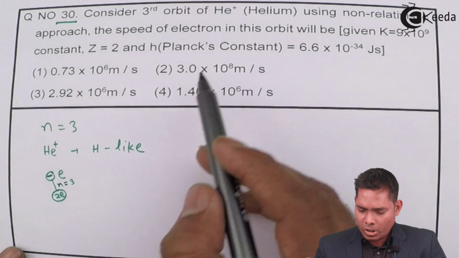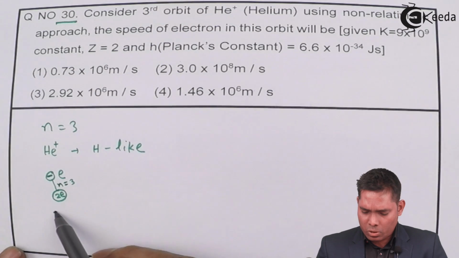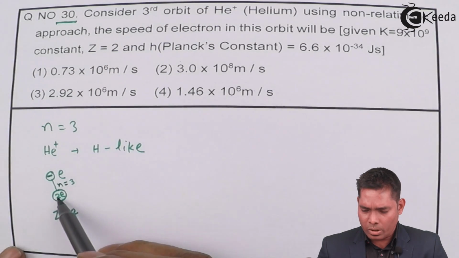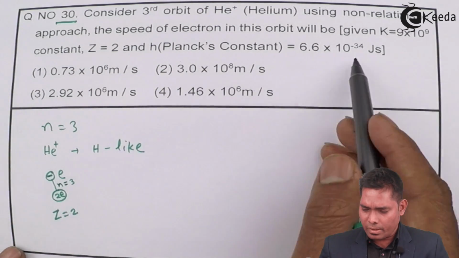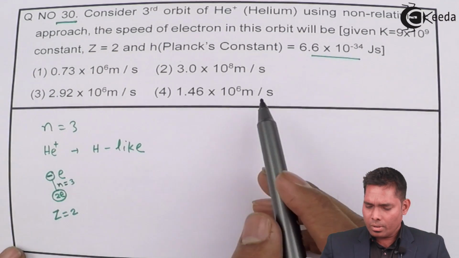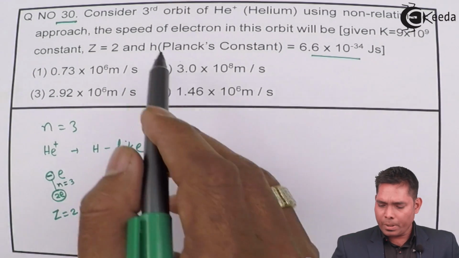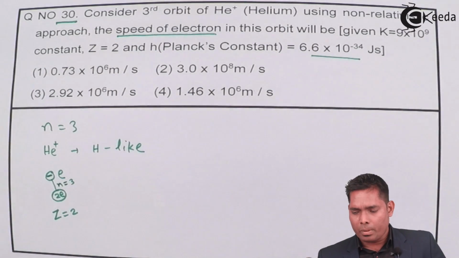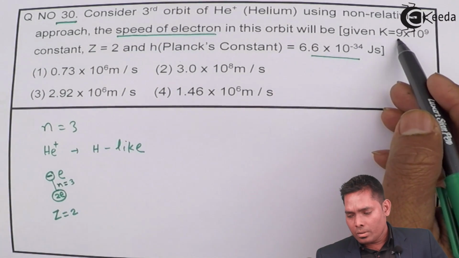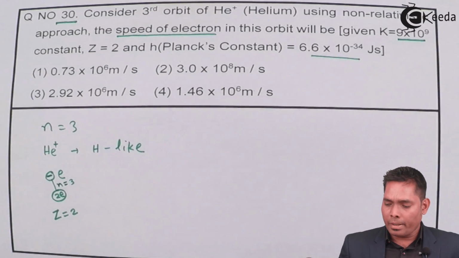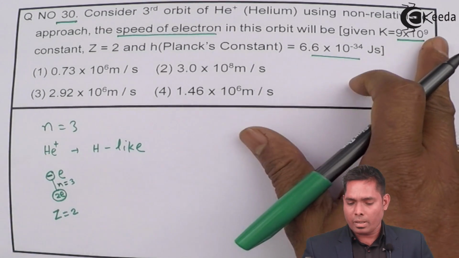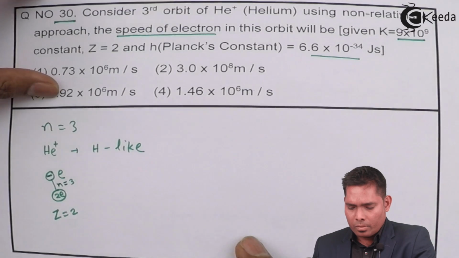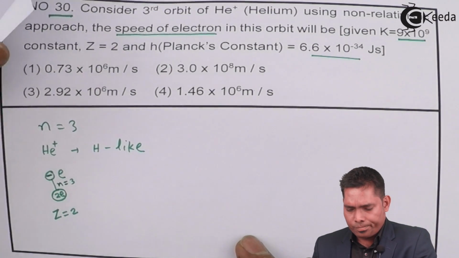Here Z is 2 obviously for helium, so I have taken 2e. Planck's constant is given as this, and what we have to find is the speed. The speed of the electron in this orbit will be how much? This is the constant 1 over 4 pi epsilon naught, which is 9 times 10 to the power 9. Basically we are interested in the speed.